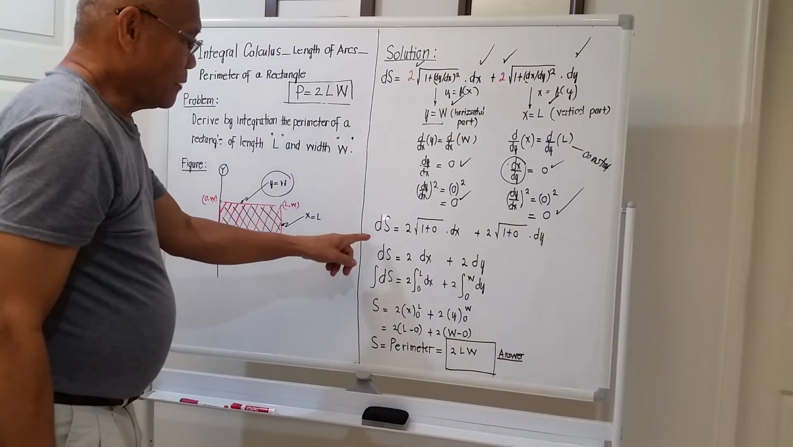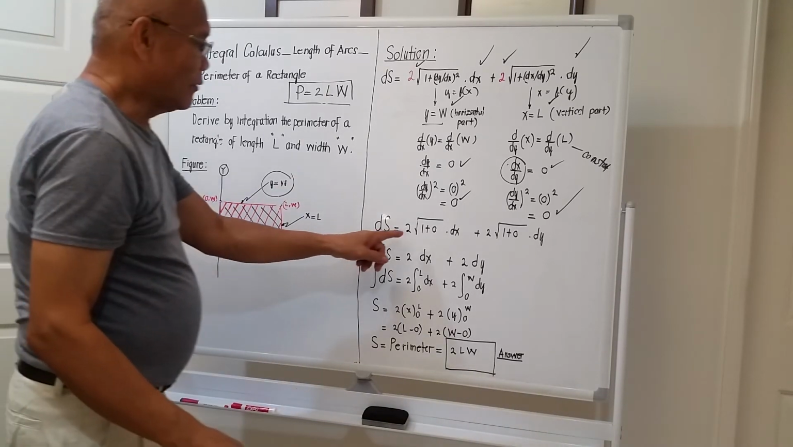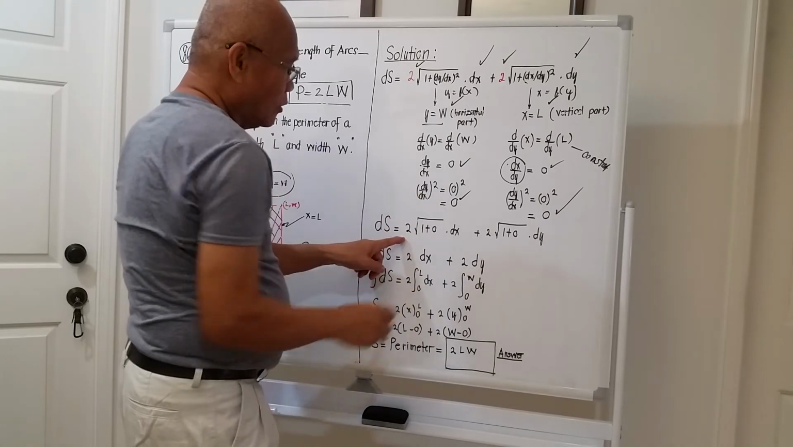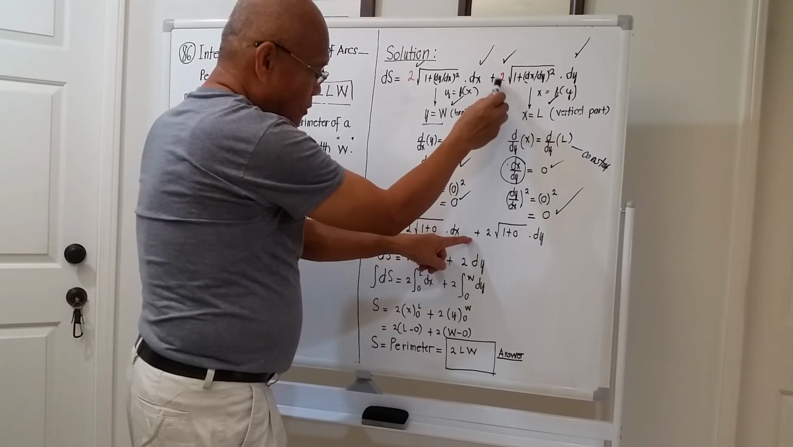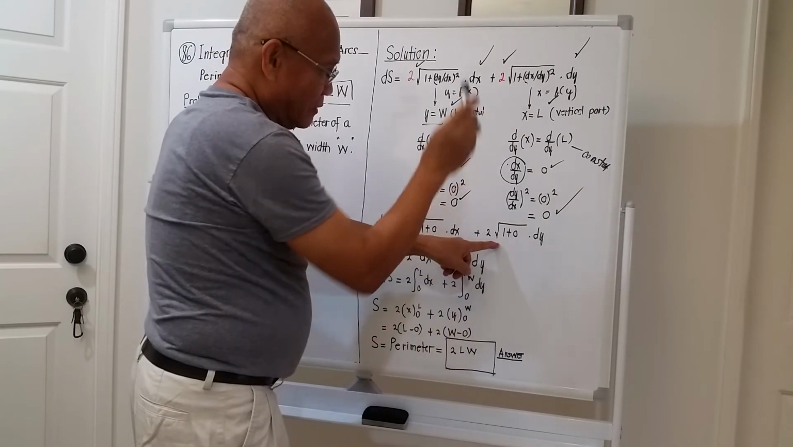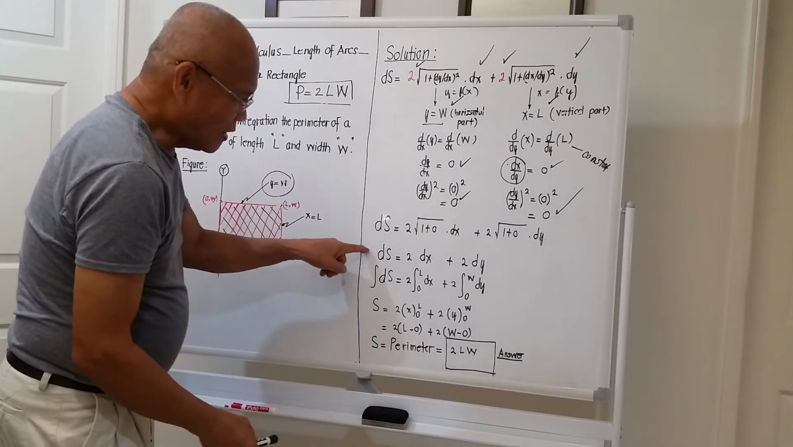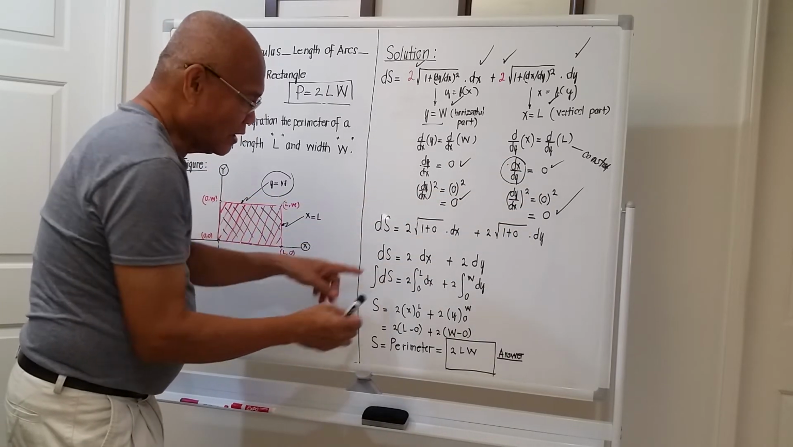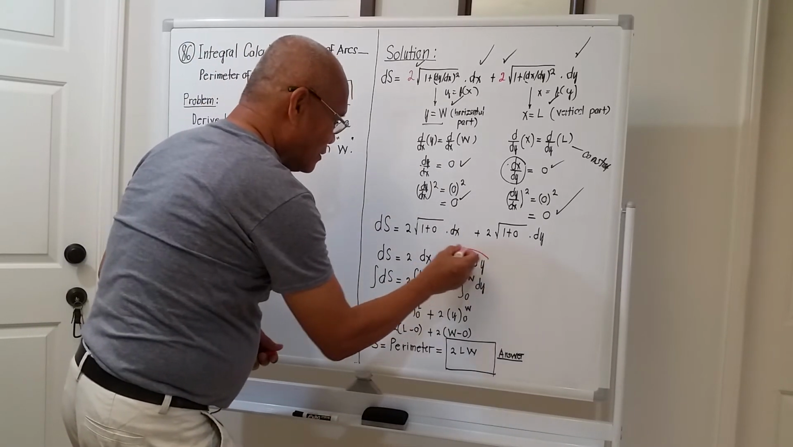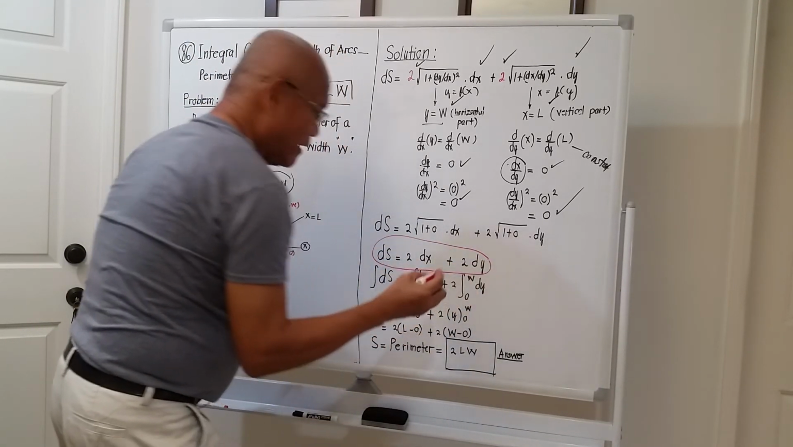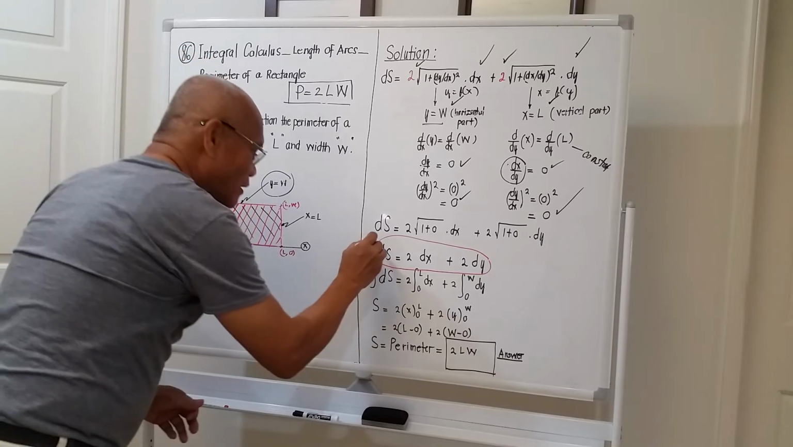Okay? So the differential length of arc, the total distance going around, will be 2, we are following this, the square root of 1 plus (dy/dx) squared, which is 0, times dx, plus 2, the square root of 1 plus (dx/dy) squared, which is also 0, this is times dy. Okay, ds now, the total distance going around, equals 2 dx plus 2 dy. This is the differential equation. And to take the total distance going around, its term is perimeter for a rectangle, take the integral of both sides.